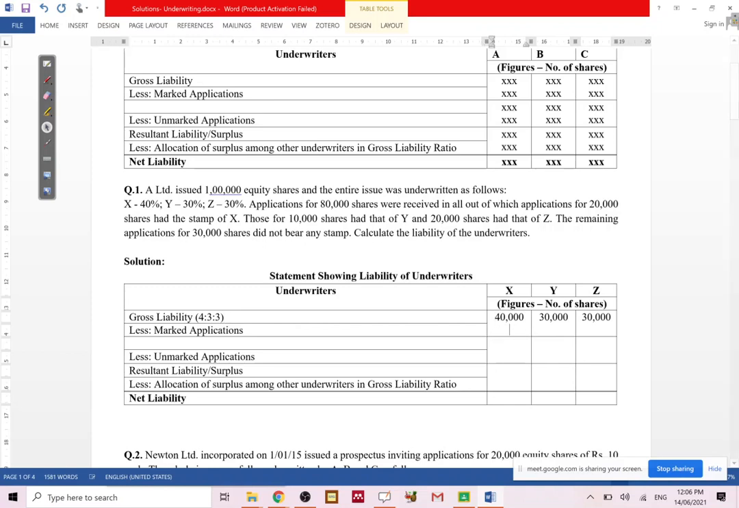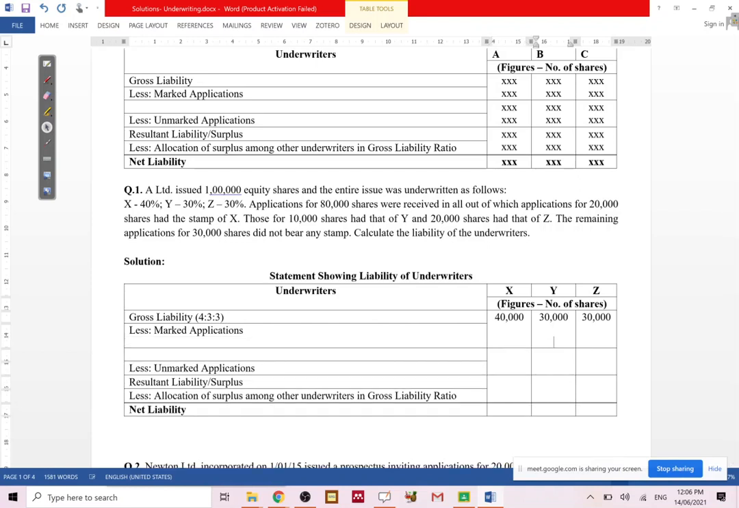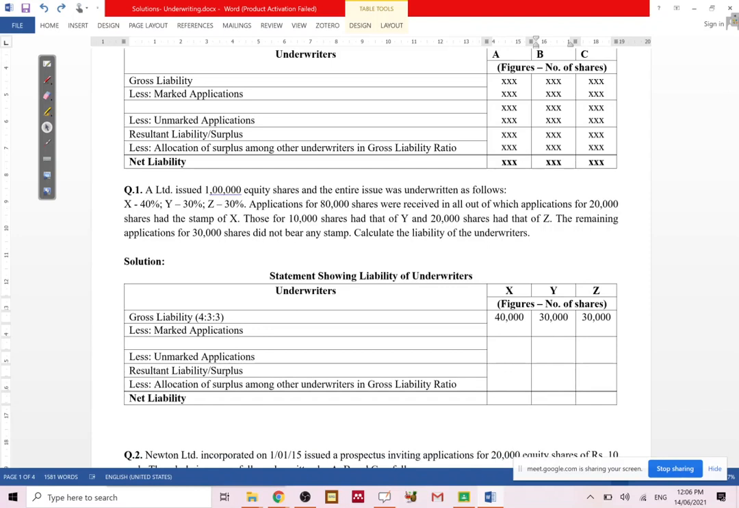This is how much they agreed to take. Always remember, gross liability is what the underwriters agree to take. It doesn't mean that they have to take the whole amount of shares. Whatever we are writing in these columns, please remember it is figures in number of shares. These are not amounts. Okay.